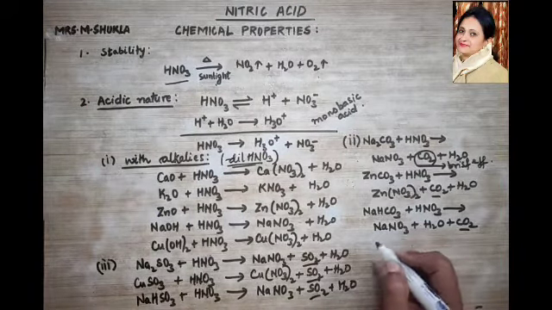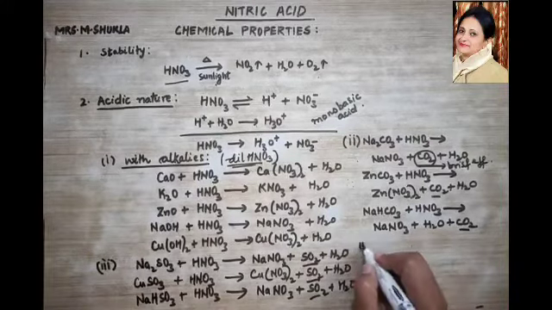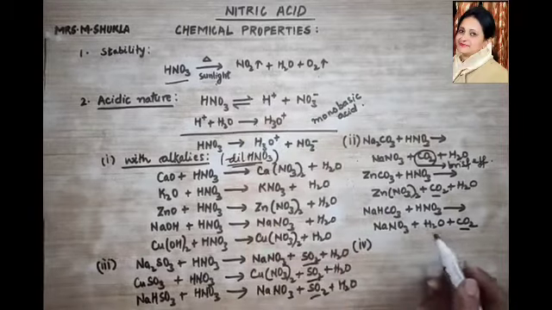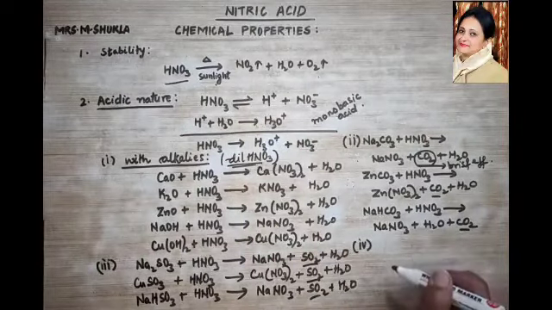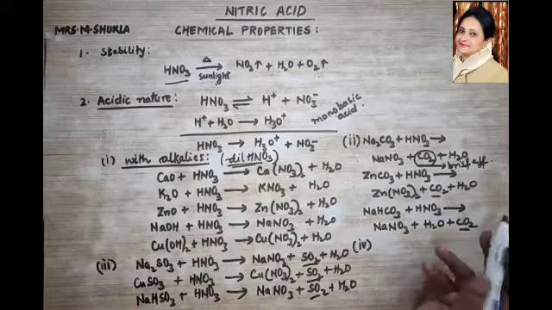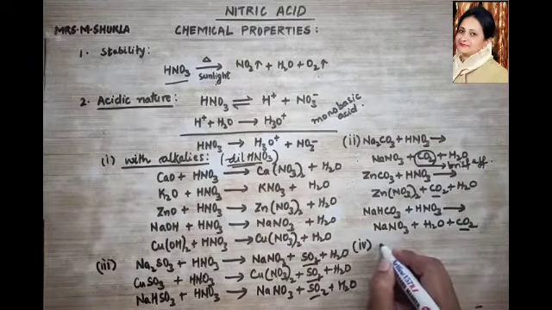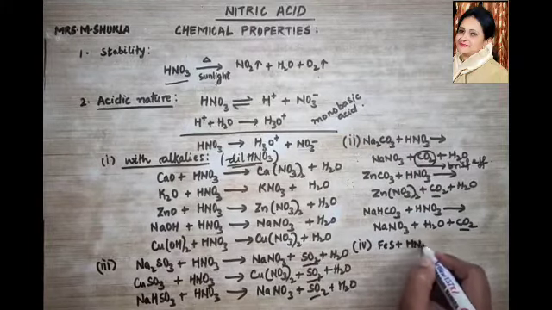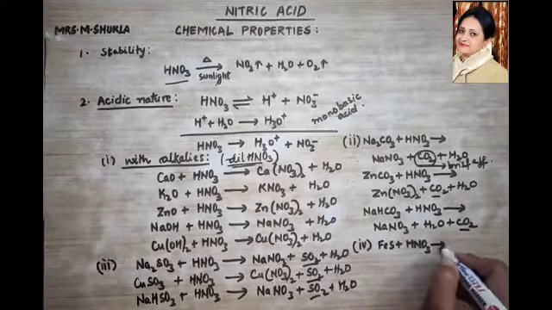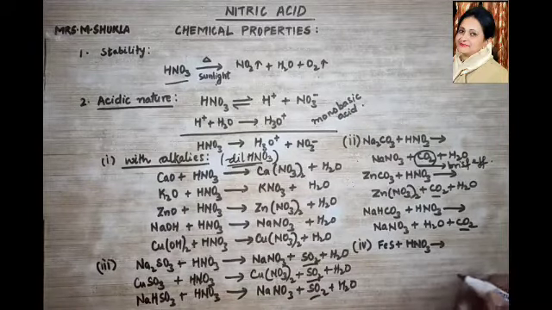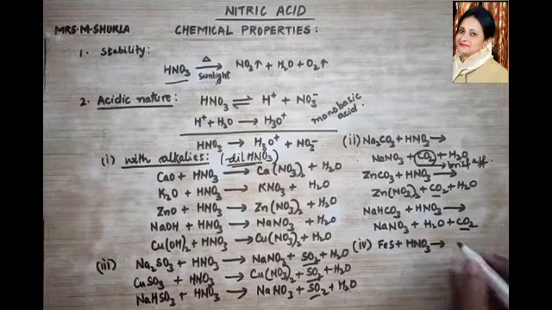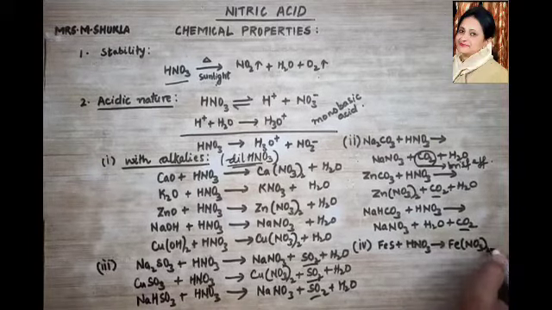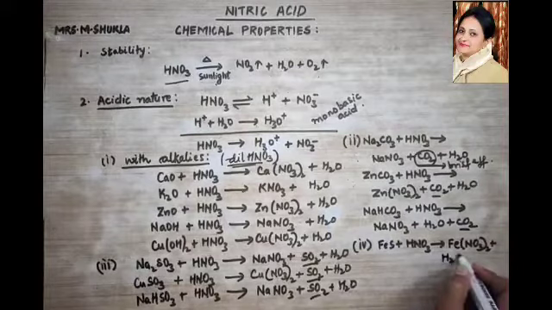Okay, the next kind of acidic nature of nitric acid could be when nitric acid is treated with metallic sulfides. Okay, so let's talk about a sulfide like FeS when treated with HNO3. What do we observe? Yes, rotten egg smelling gas is given out. So what is it going to give you? It will give us Fe(NO3)2 plus H2S gas.